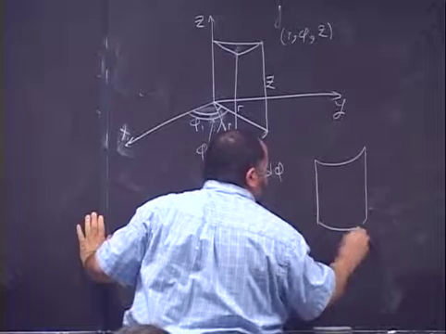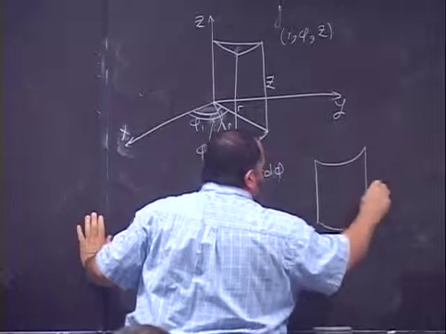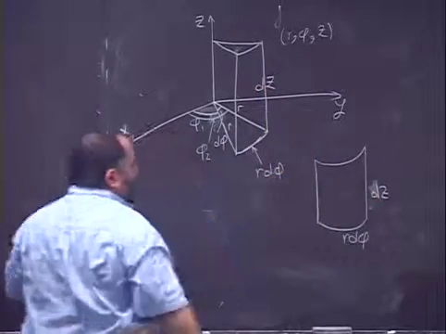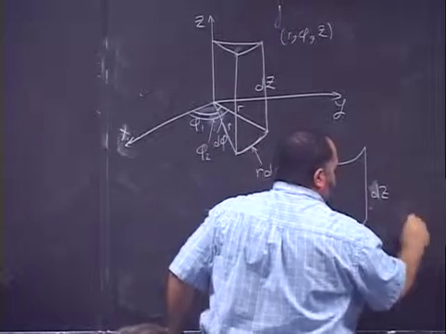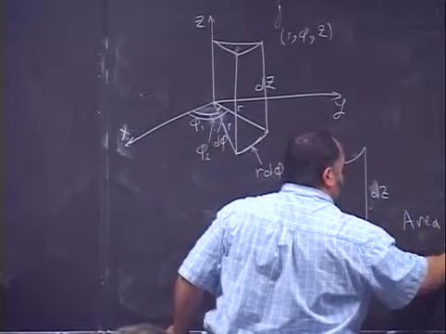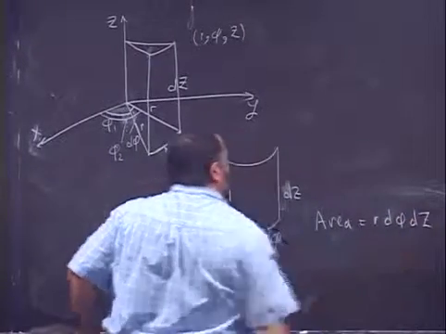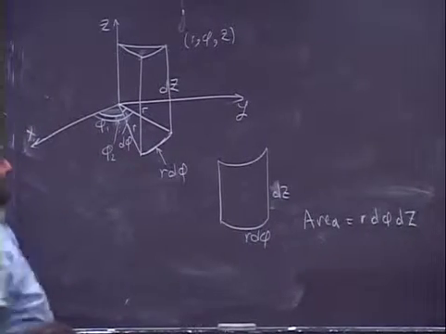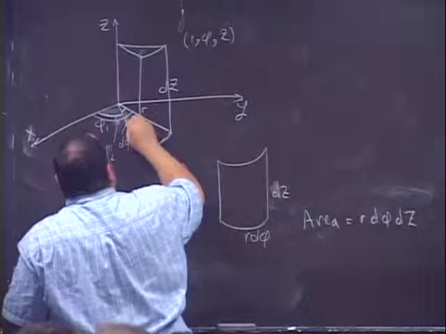So this is r delta phi, and this is, let's say, z or delta z. Let's call it delta z. From here to here, delta z. So the area of this thing is what? It is equal to r d phi dz. Okay, guys? Okay?